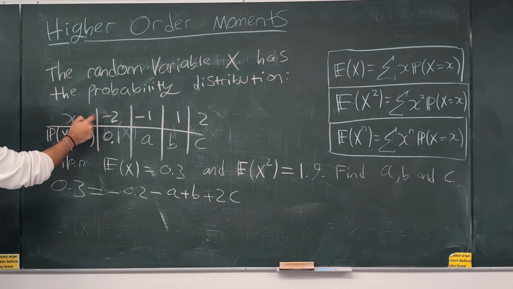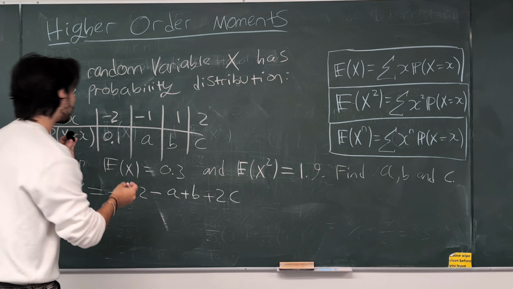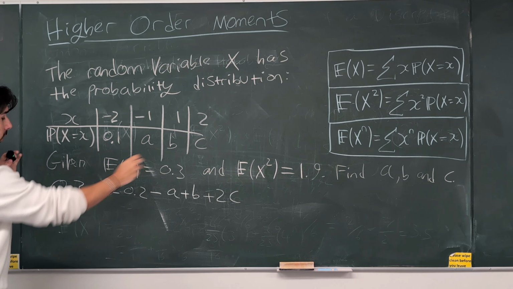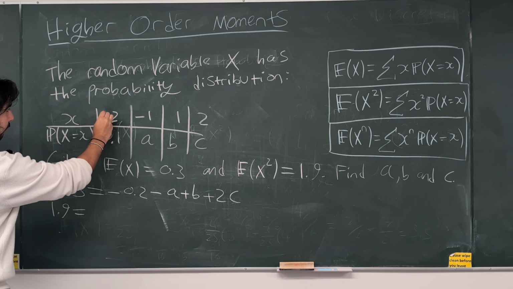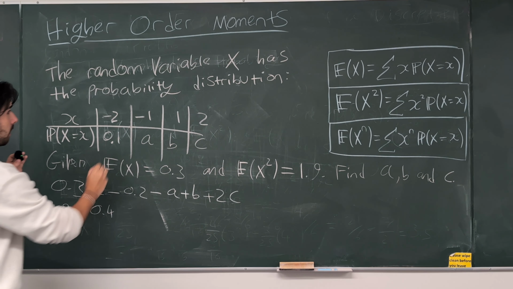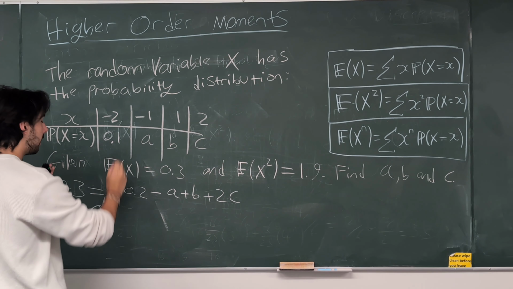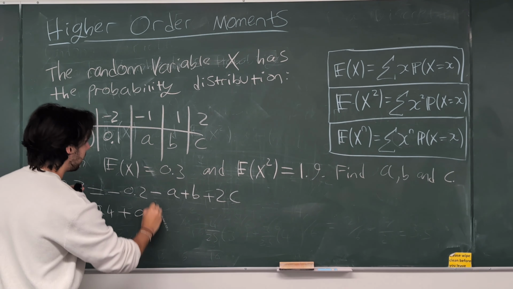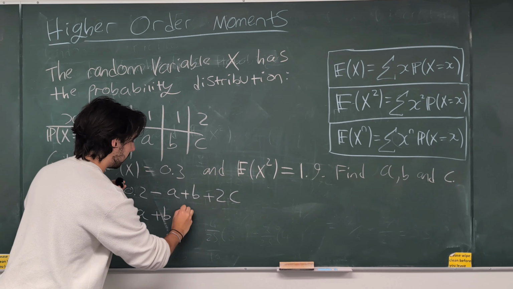Then we can do the same thing with the expected value of x squared. So we're just going to square each value of x. Remember, when you square a negative number, it becomes positive. So new equation, 1.9 is equal to 4 times 0.1, so 0.4, plus 1, because -1 squared is plus 1, times a, so plus a plus b plus 4c.